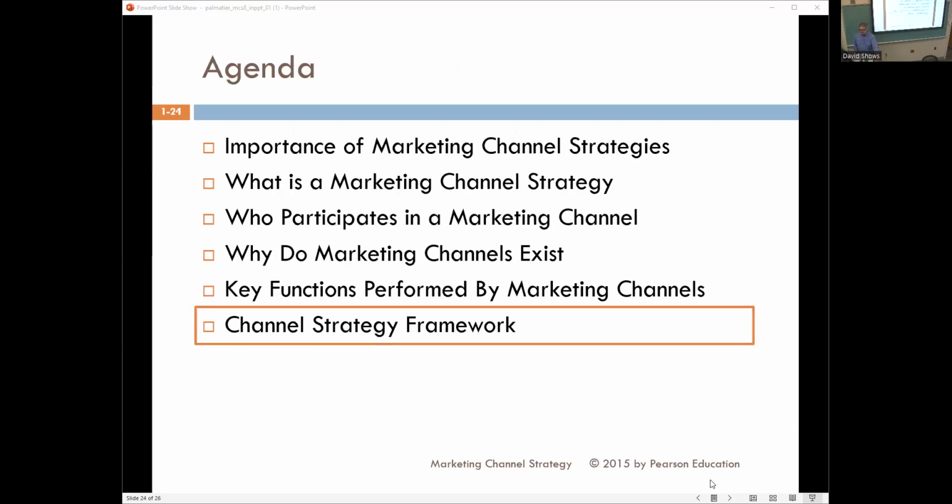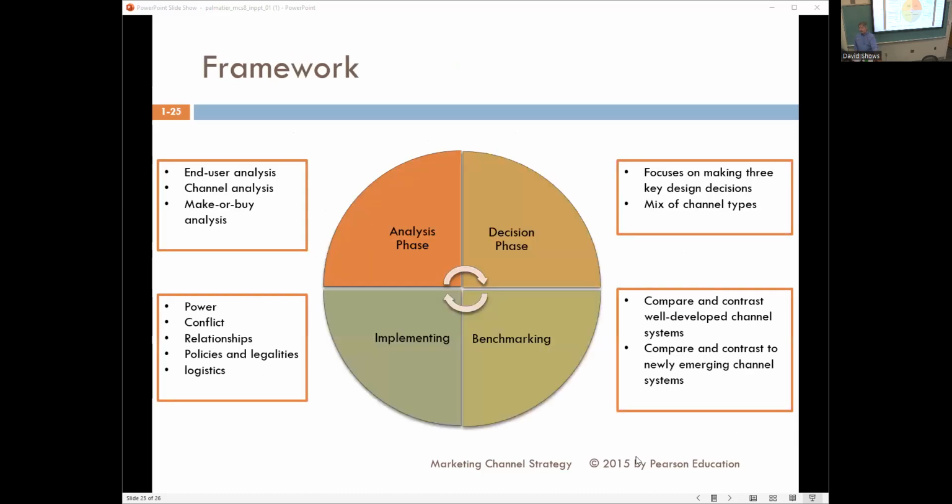The last thing I'm going to touch on in this chapter will not be a test question, but I wanted to show you the framework that we go about designing and implementing channel systems. All right. This is kind of a circle, and I do agree with that because remember that channels is a process and not an event.